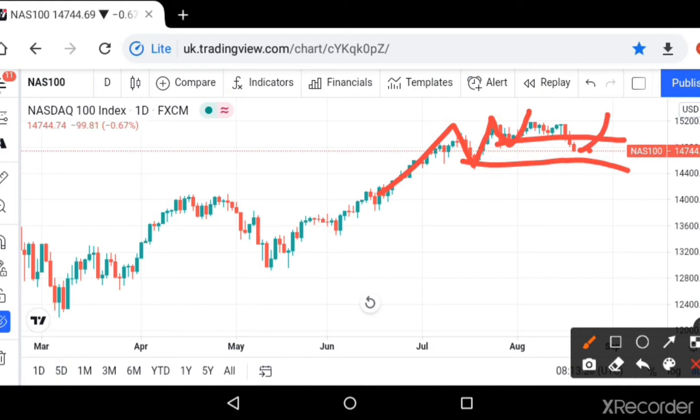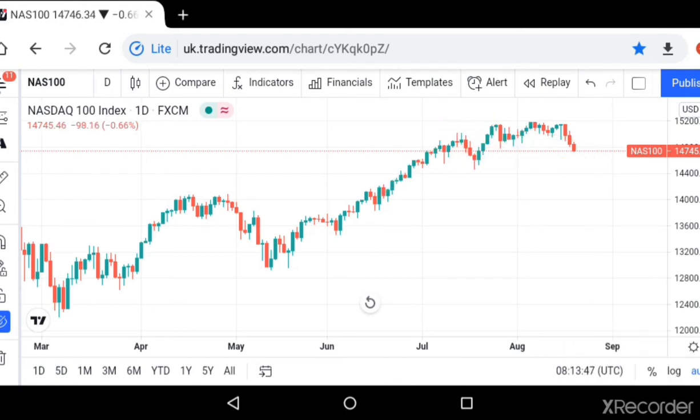Me personally, I don't like to sell the NASDAQ because I've made so many losses when I'm selling the NASDAQ. I prefer to buy. I want to wait for it to come to a level of support or support trend line, and I would look to buy. But it's still safe to buy. Let me just go to the 4-hour time frame and show you what I'm looking at.